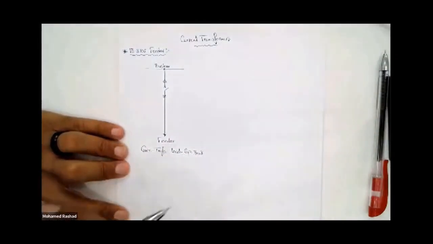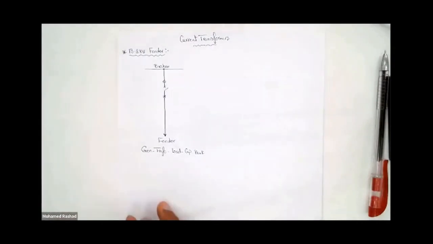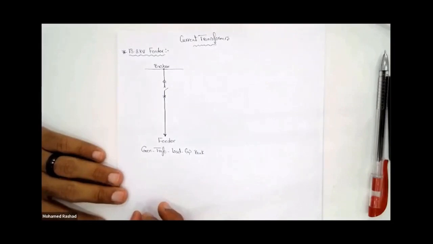This current transformer, any device or anything you use to measure the electric current, you must connect it in series in your circuit, meaning in series in your circuit.